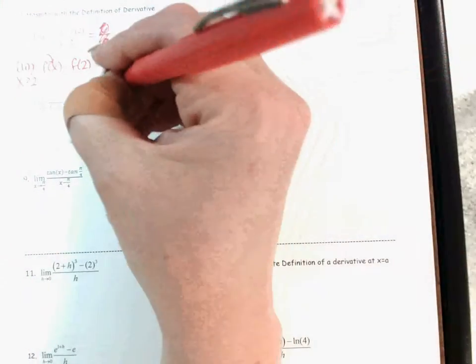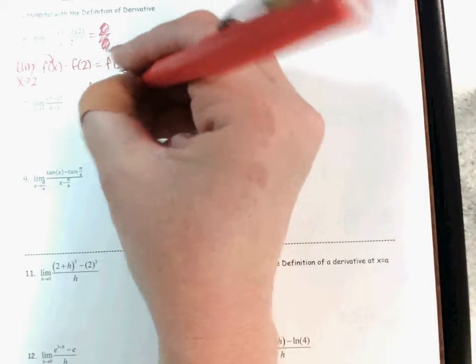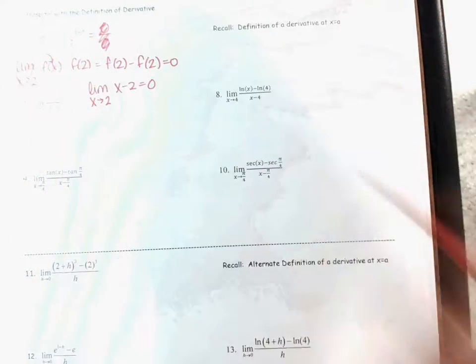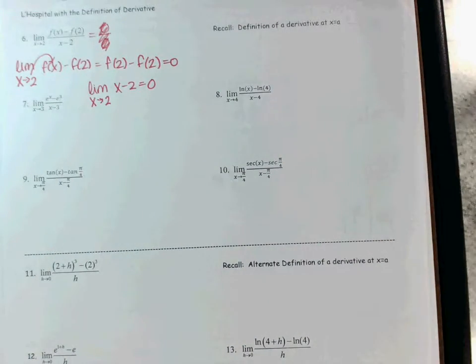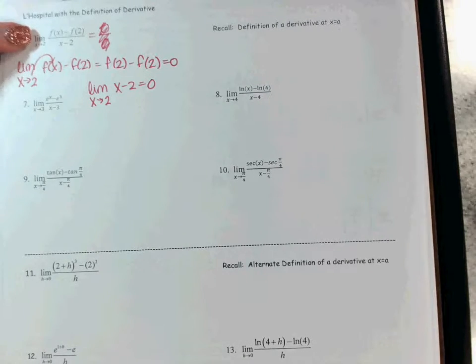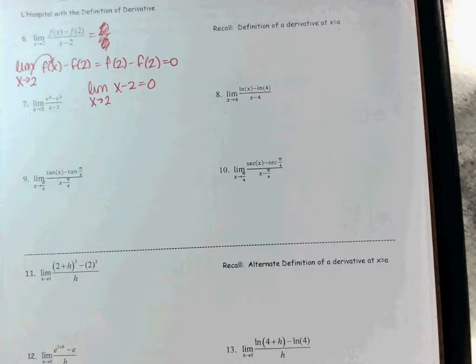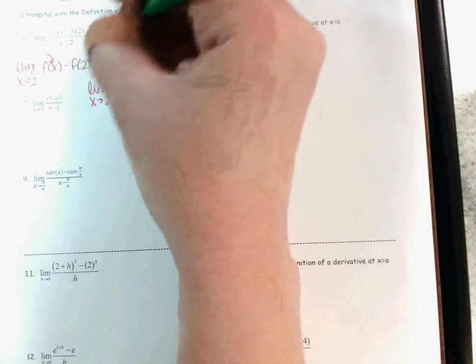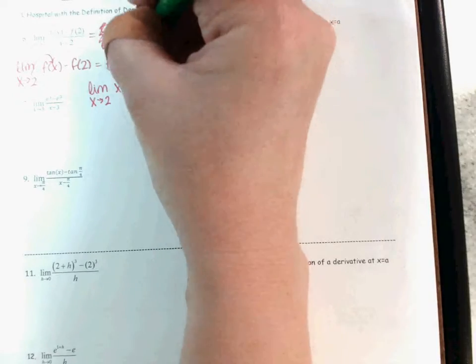Okay, then this would be x minus 2. But then if I plug in 2 to 2 minus 2, I get 0. Now remember, if the top and the bottom both come out to be 0, that's an indeterminate form. That means that you take the derivative of the top and the bottom of the limit separately. What is the derivative of the top here? Okay, limit as x approaches 2 of f prime of x.